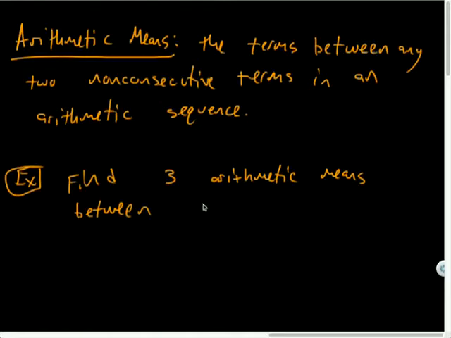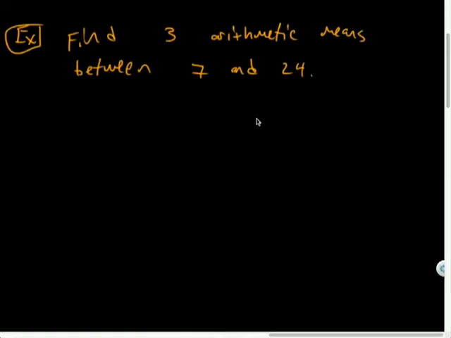And now this might be ugly. Let me do 7 and 24. Who knows how nice it'll turn out. It can be fractions, so I'm not too worried. So what does this look like? Let me draw out what my little list would look like. So it'd be like 7 and then blank, blank, blank, and 24. Okay?